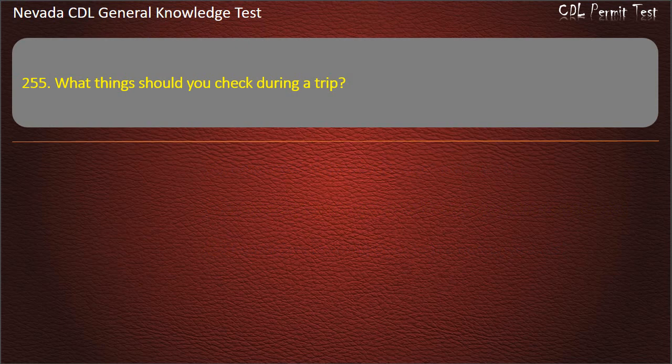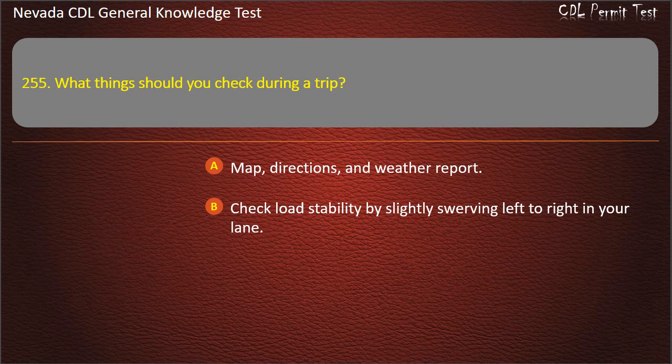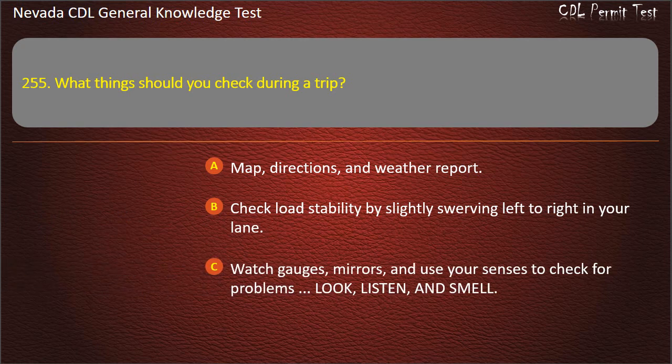Question 255. What things should you check during a trip? Map, directions, and weather report. Check load stability by slightly swerving left to right in your lane. Watch gauges, mirrors, and use your senses to check for problems. Look, listen, and smell. Answer. Watch gauges, mirrors, and use your senses to check for problems. Look, listen, and smell.